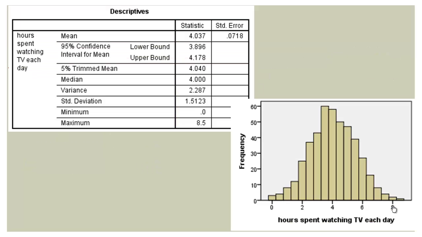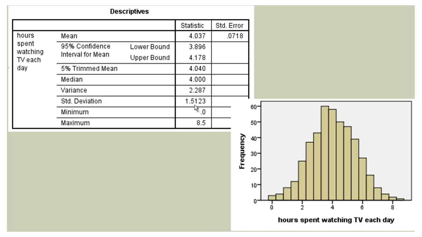So suppose our results look like this. We can see from the histogram that the distribution of time spent watching TV is approximately symmetric, and in the descriptives table we can see that in our sample the mean time spent watching TV was about 4 hours, with a standard deviation of 1.5 hours. So the mean in our sample of students is certainly greater than 3.2 hours, the mean for the general population.